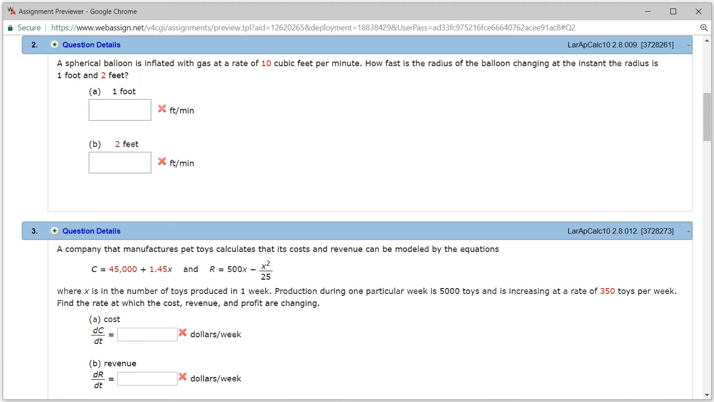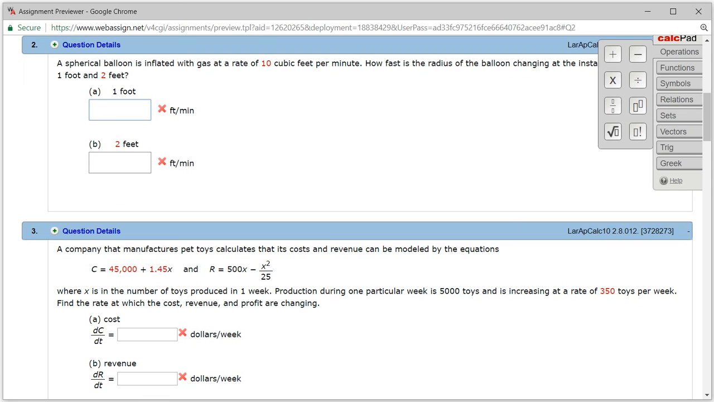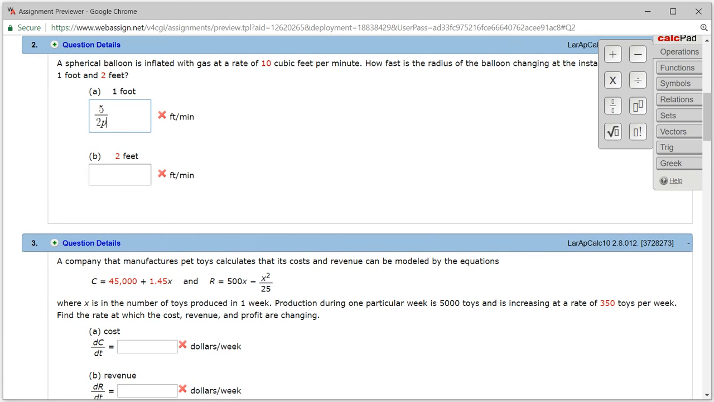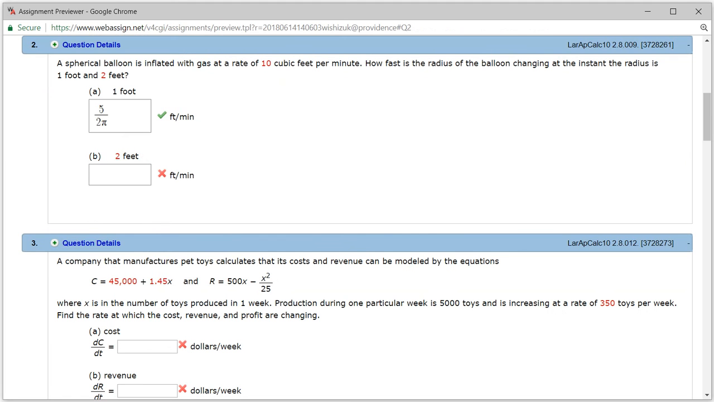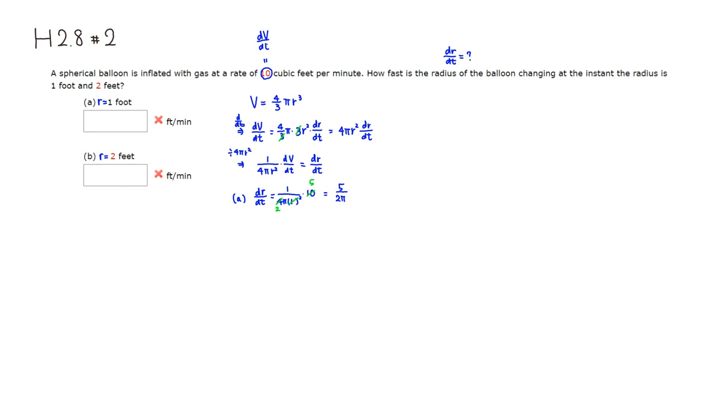So let's type it in. We got 5 over 2 pi. Right, let's check the answer. Submit for testing. All right, it came back and looks like we got part A correctly. All right, let's do part B.